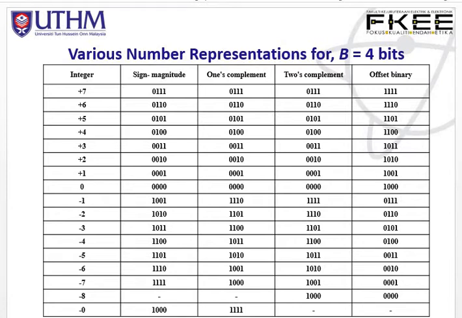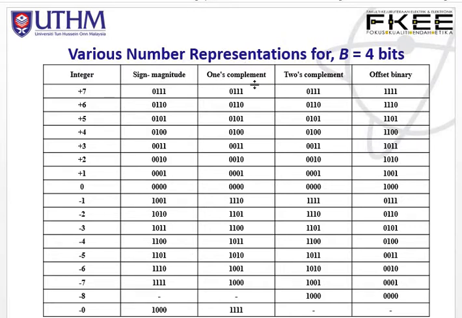For sign magnitude, actually, the setting is the first bit is 0 for a positive number. So this is a positive number, 0 to positive 7. All of them have the first bit 0 for positive. And setting it to 1, the first bit is 1 for a negative number. So this is how it works. And negative 0 is 1, 0, 0, 0.